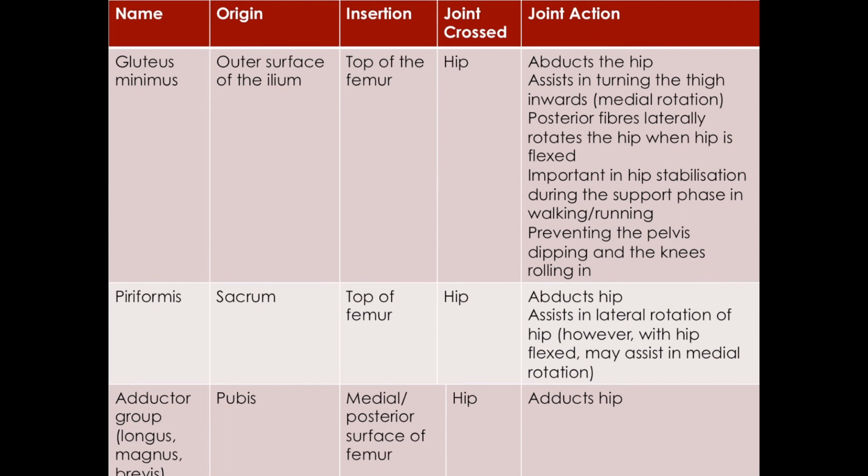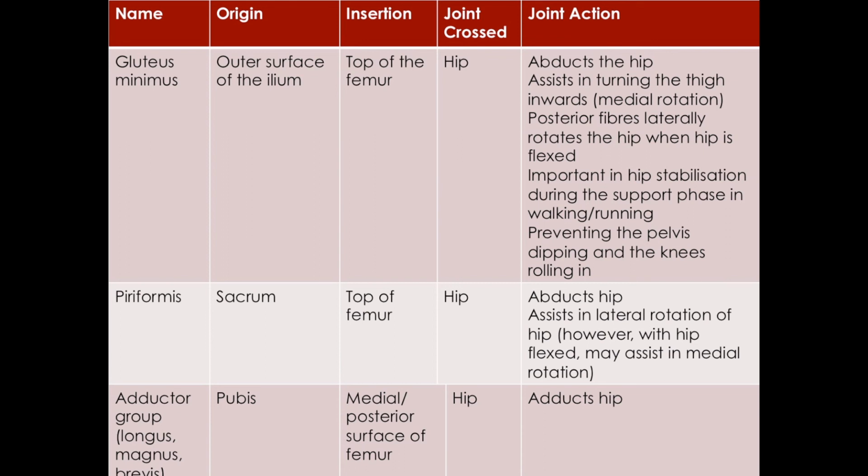The gluteus minimus originates on the outer surface of the ilium as well. It inserts laterally on the top of the femur. It crosses the hip joint, and when it contracts, it abducts the hip. It also assists with medial rotation of the thigh, and the posterior fibers laterally rotate the hip when the hip is flexed. So very similar to the gluteus medius muscle, and it's also important for hip stabilization. Exercises where you're required to balance the body on one leg are really good for conditioning this muscle.